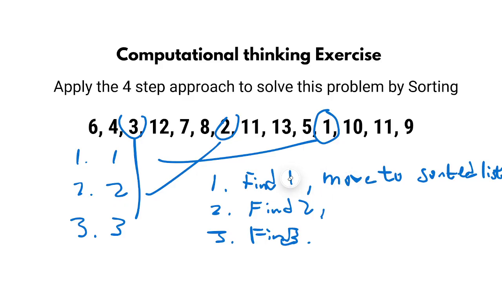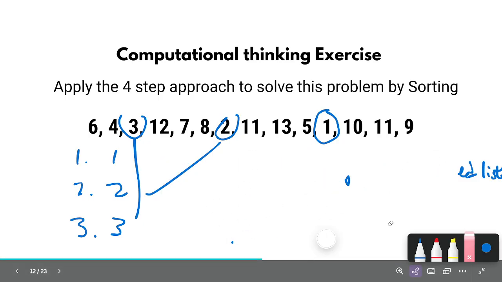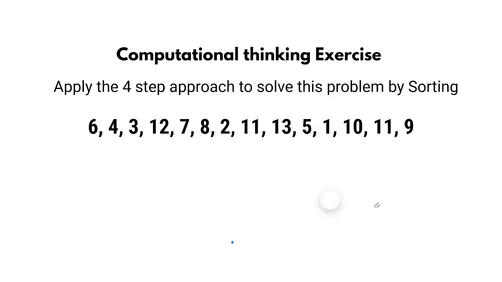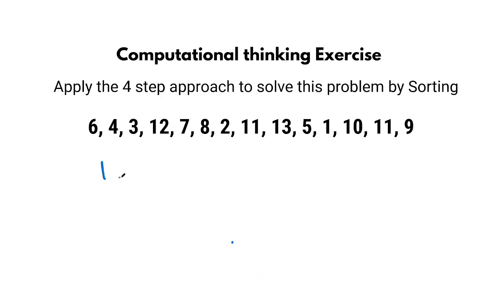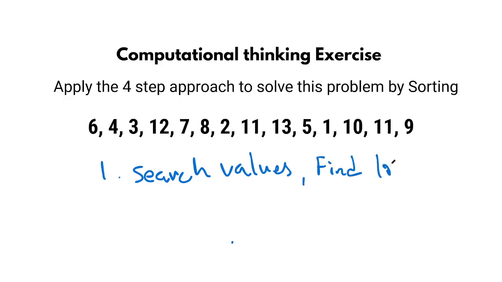We don't really have to know which specific number we're finding. So if we remove all of the find 1, 2, and 3, what do we get? We get a simpler instruction. For example, number one, search through the values. Search values, find lowest, because that is basically what we're doing. Find lowest, and after that, move to sorted list.